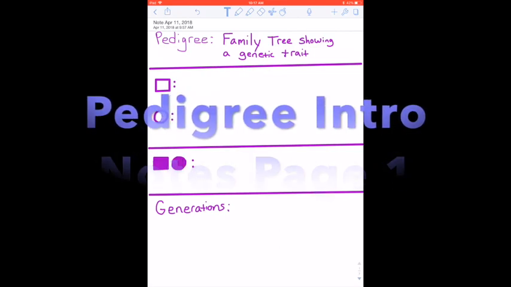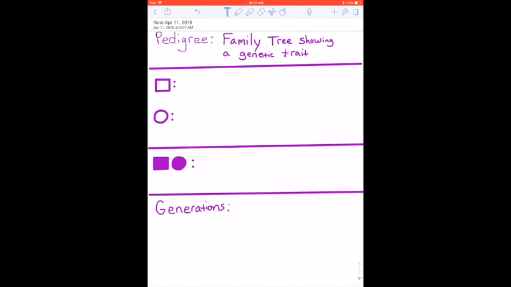Right, on your paper you need to copy down the definition of a pedigree. It is a family tree showing a genetic trait. So this is something that could be passed down from parents to children. It could be a physical trait like hair color or eye color or whether or not you could roll your tongue. But most of the time these are really used to study diseases in families to see whether or not the children have a chance of getting the disease that runs in their family.